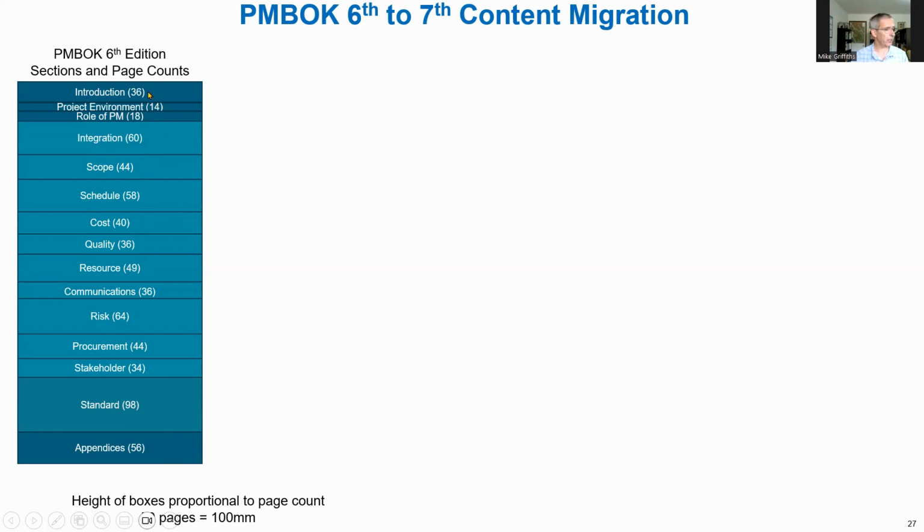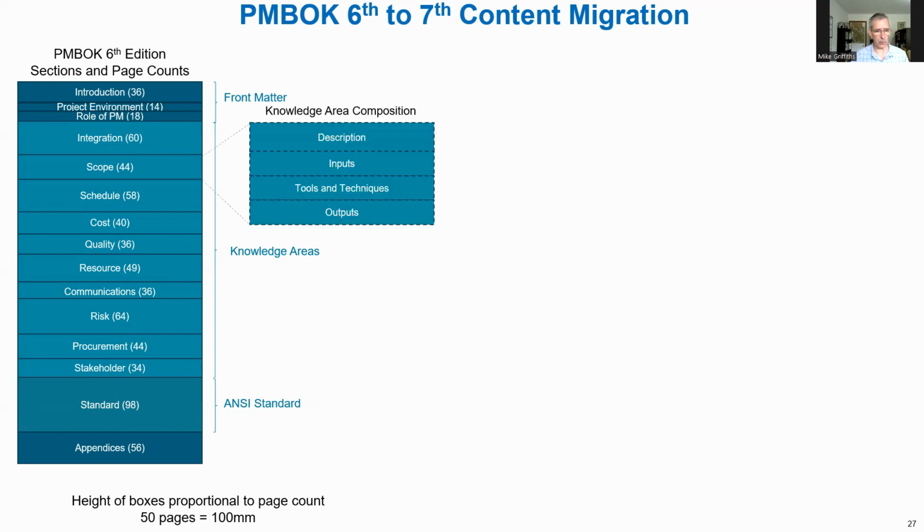So we had an introduction, and then we had all these different process groups, and then we had the appendices on the end. Sorry, these were the knowledge areas. And then we had the ANSI standard. And then within each of the knowledge areas, we had what's called the ITTOs, the inputs, the tools, techniques, and the outputs. So for scope, we would have a description about managing scope.